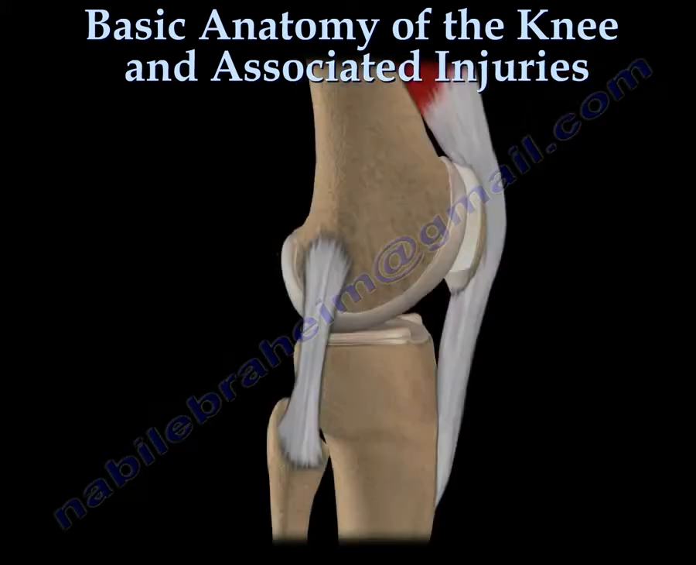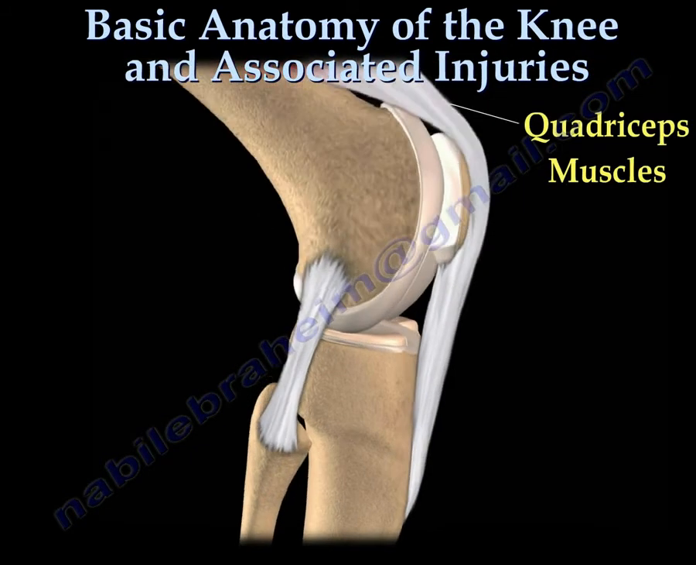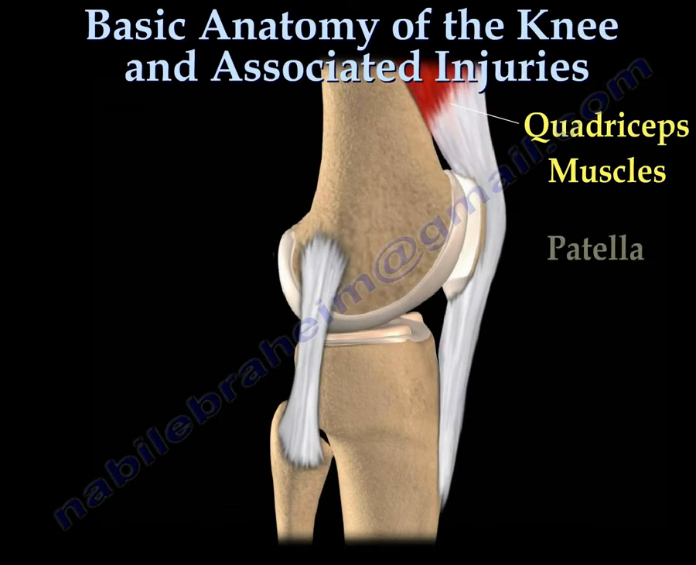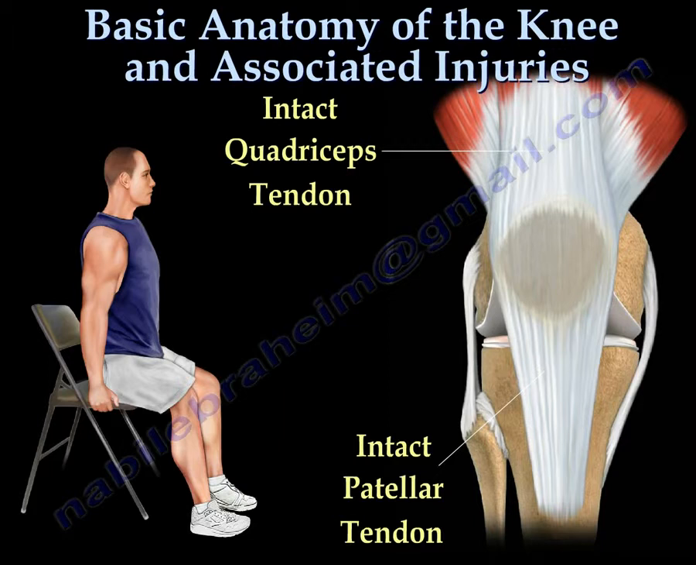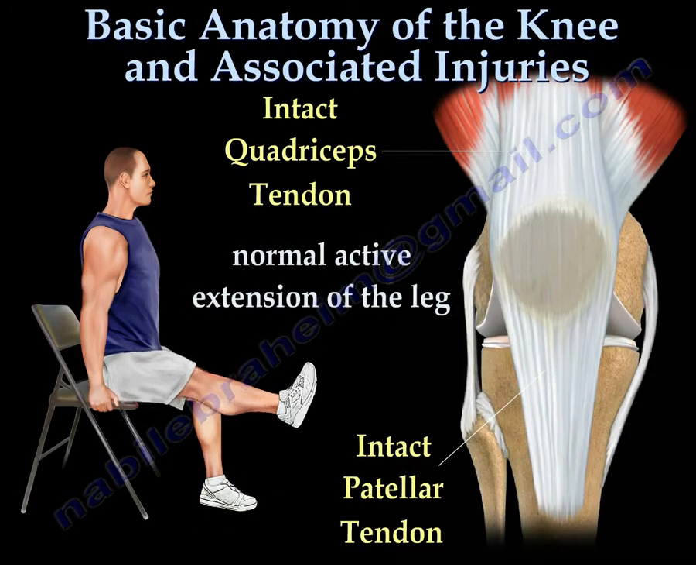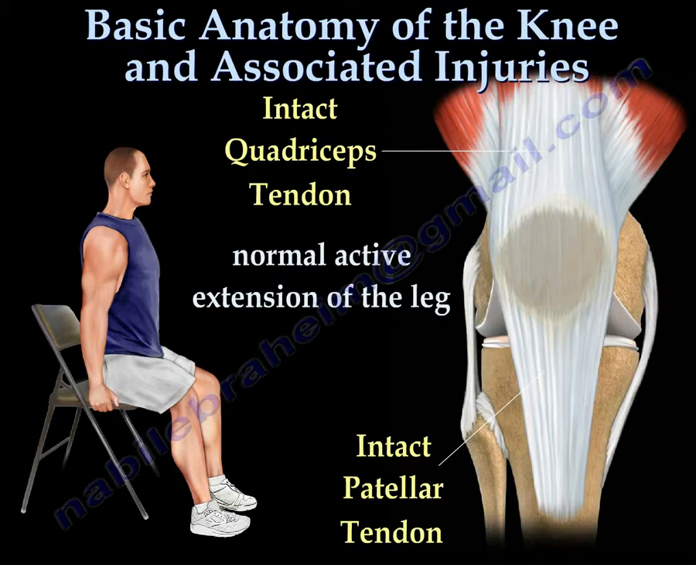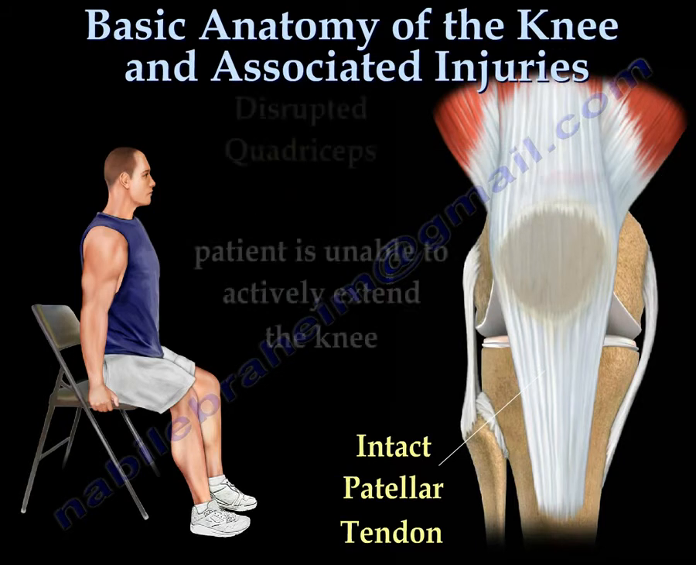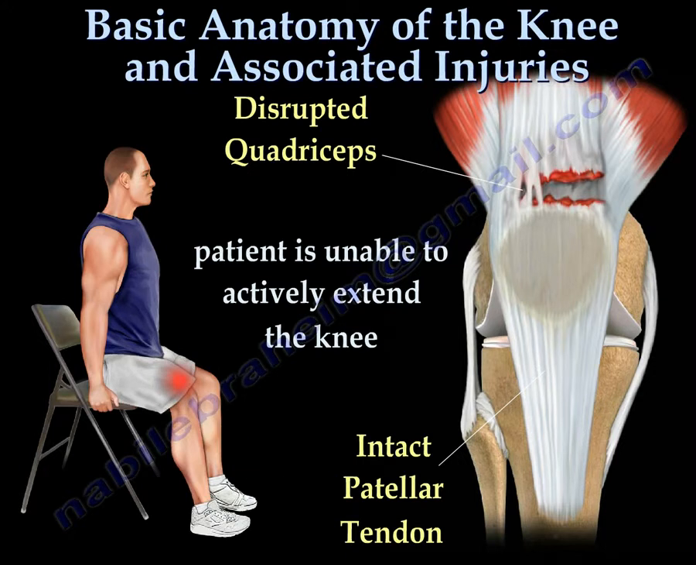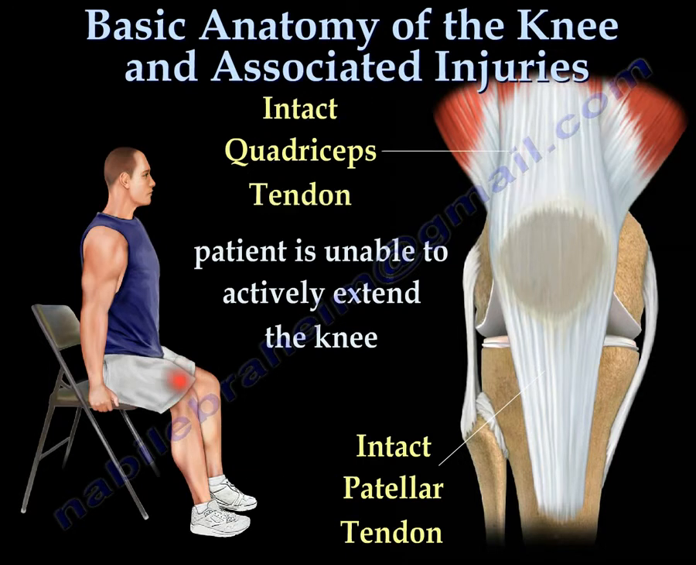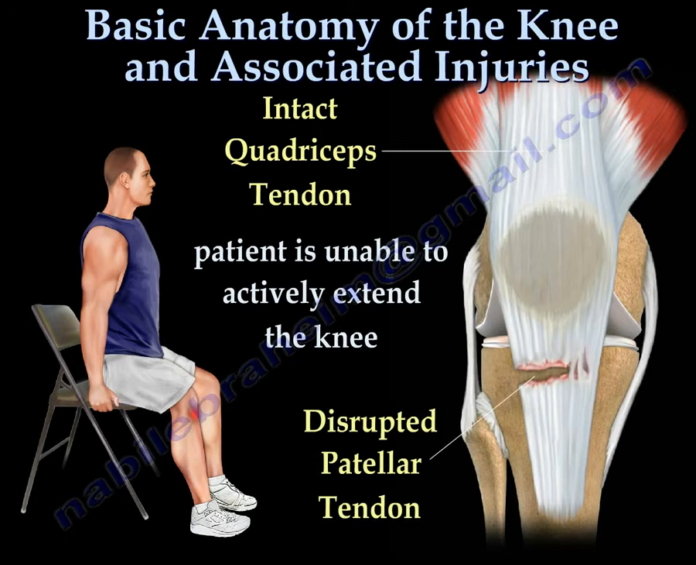The quadricep muscles play a vital role in the stability of the knee and are anchored onto the top of the patella. The patellar tendon acts as a downward continuation of the quadriceps tendon, originating from the bottom of the patella and inserting into the tibial tuberosity. Normal active extension of the leg is dependent upon both the quadriceps and patellar tendon remaining intact. Disruption of the quadriceps tendon will leave the patient unable to actively extend the knee. The same result occurs with the disruption of the patellar tendon.